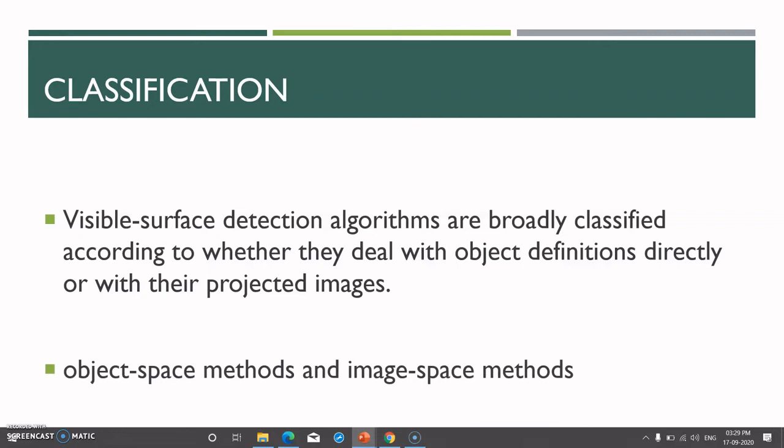We'll see first what the object space method is. Object space methods compare objects and parts of objects to each other within the scene definition to determine which surfaces as a whole we should label as visible. So in the object space method, the objects and parts of the objects are compared with each other, and we will label which is the visible part. On the other hand, in an image space algorithm, visibility is decided point by point at each pixel position on the projection plane. So we'll choose a projection plane and we will decide the visibility point by point.